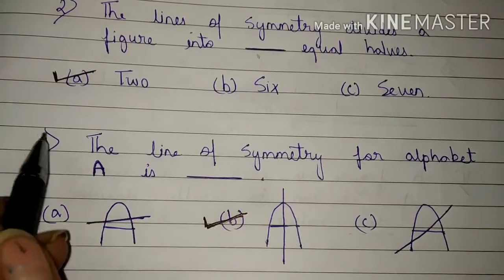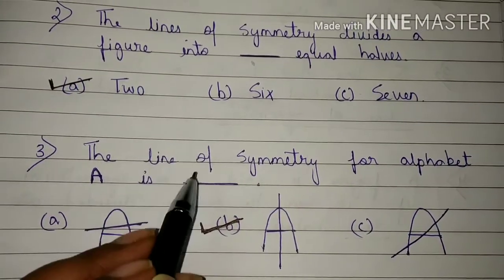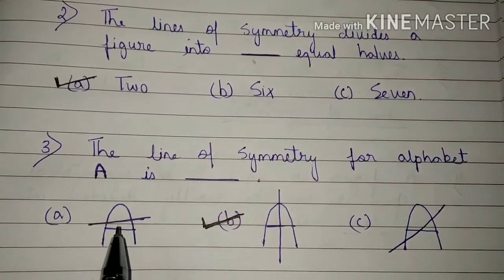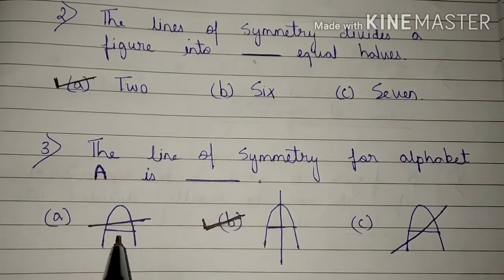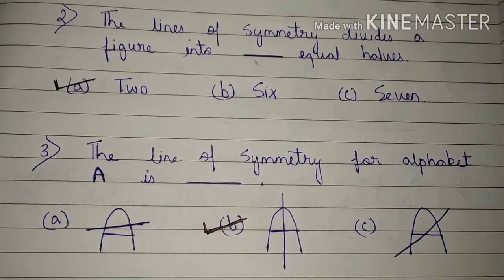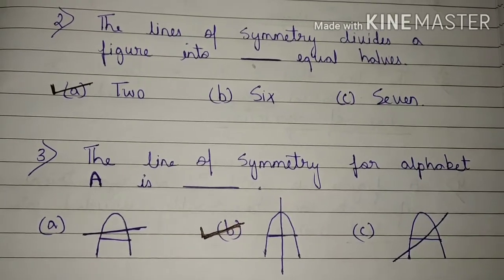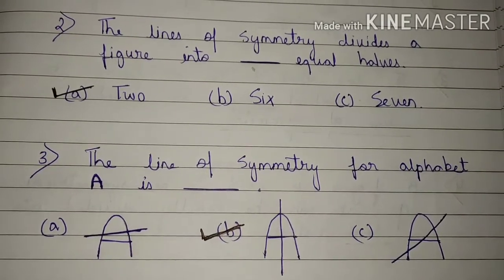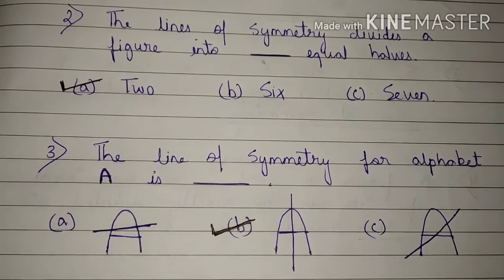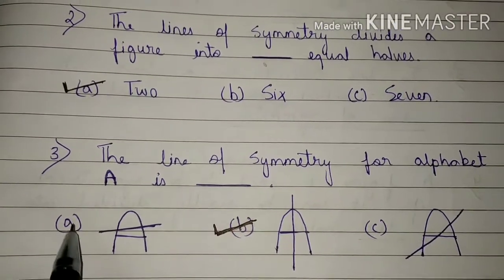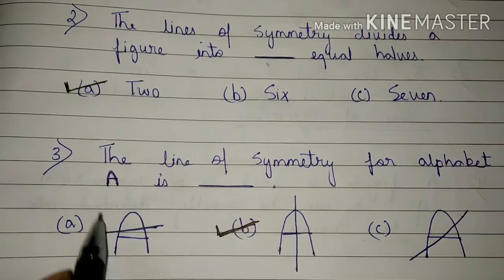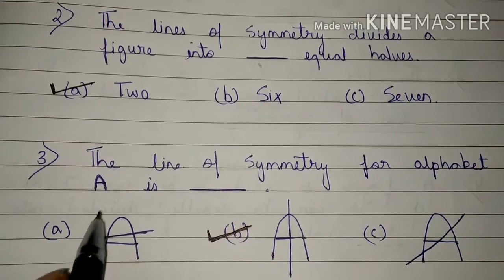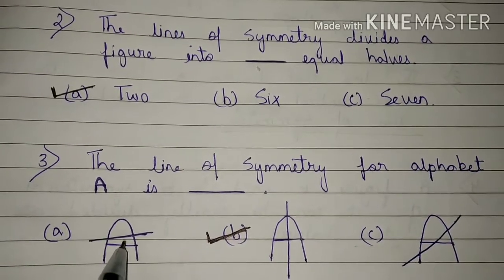Students, now come to question number 3. The line of symmetry for alphabet A is. You can see here 3 options are given to you. Now students, as you know that a line of symmetry divides the figure into 2 equal parts of same shape and size. So according to this, in option A, this line does not divide the figure into 2 equal parts of same shape and size. So this is not a line of symmetry for alphabet A.